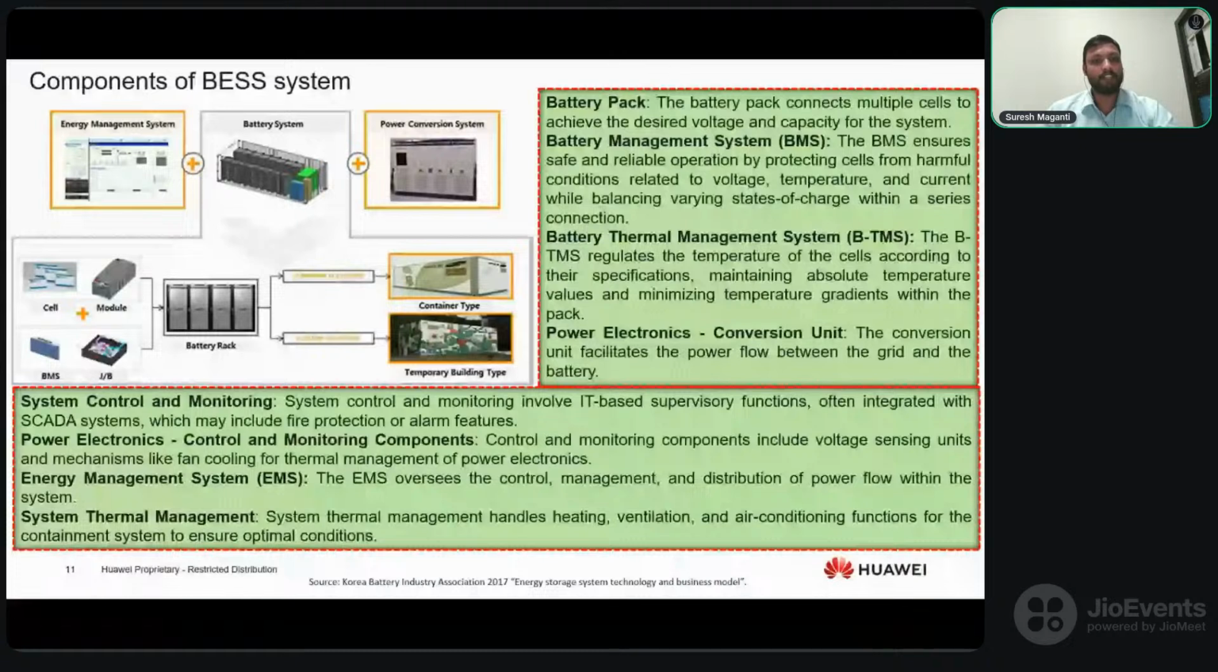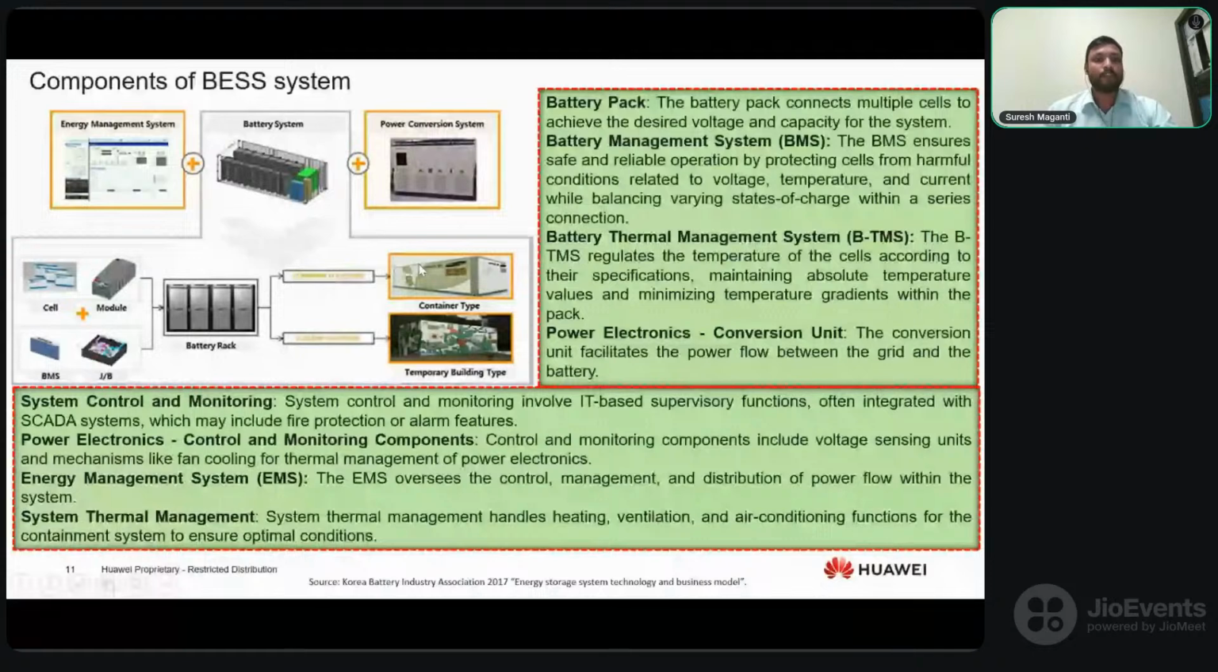So if it detects any abnormalities in the system, it will generate alarms or alerts to respond very quickly, or sometimes it will take the decision based on AI and ML, the algorithm that has been embedded. It will take the decision and it will make the battery system secure.